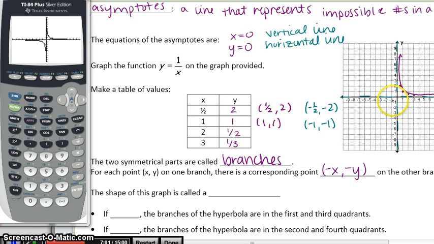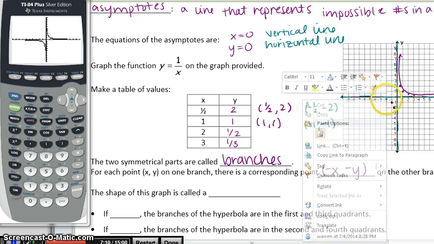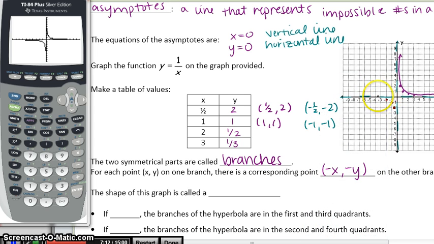So we have negative 1/2, negative 2, negative 1, negative 1. We're going to get negative 2, negative 1/2, and then negative 3, negative 1/3. So our graph is going to look something like this. Okay, so this is the second branch of our graph.